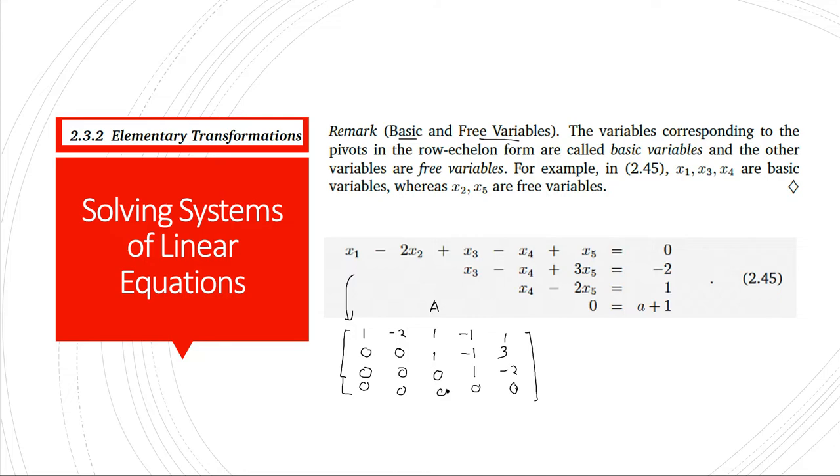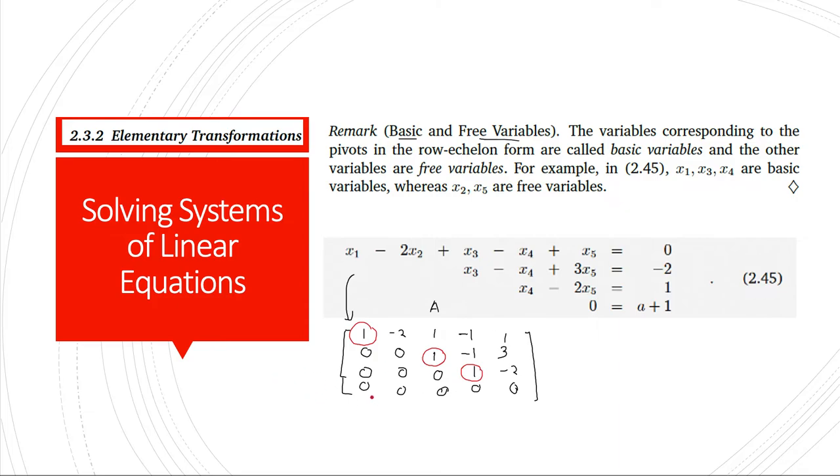From this A matrix, which one is the pivot? The pivot for the first row is the number 1. What about the second row? It is 1, the x3. And what about the third row? It is also 1. What about the last row? There is none.